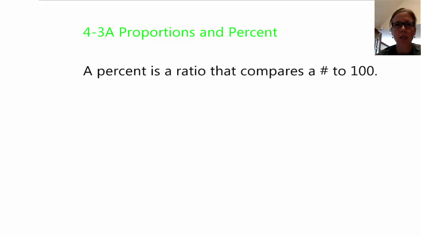Okay, today we're going to do proportions and percents. I'm actually splitting up 4-3 into two sections. Okay, a percent is a ratio that compares a number to 100. So percents are always over 100.